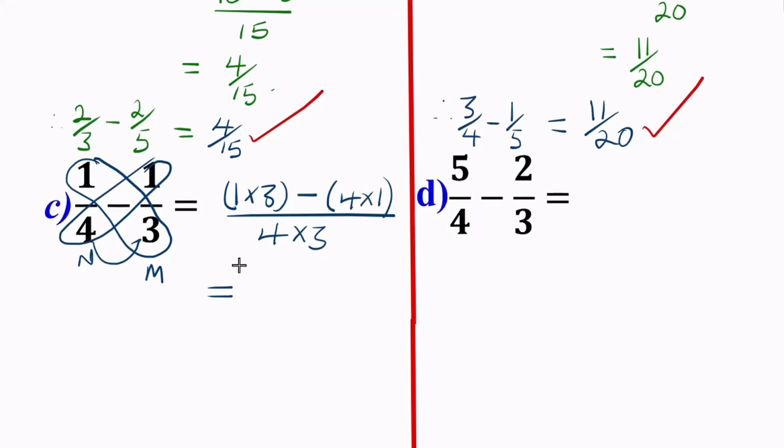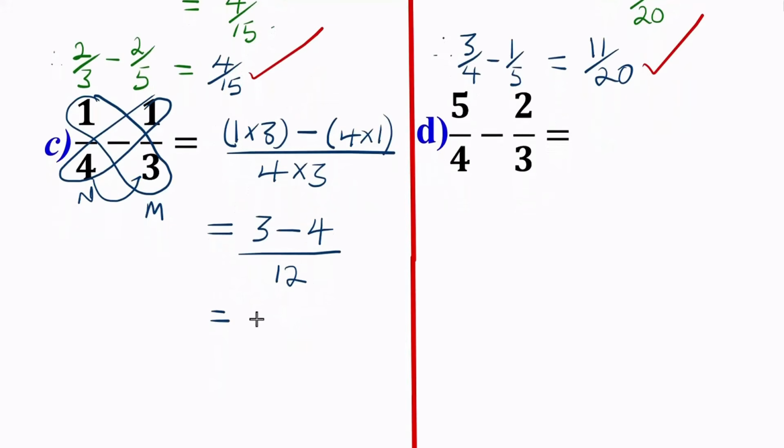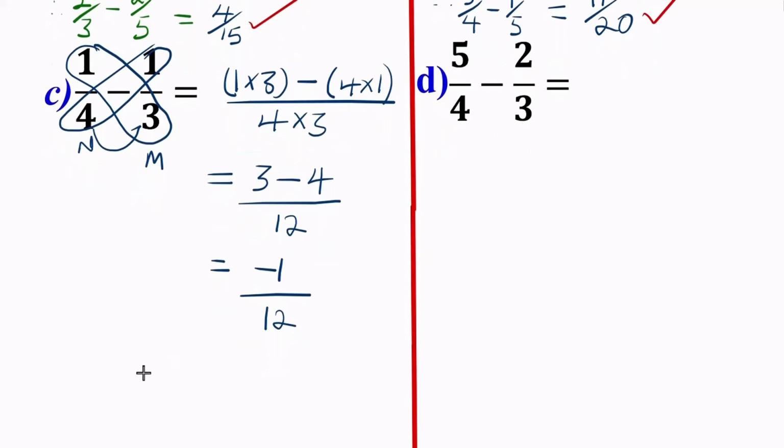As you continue simplifying, 1 multiplied by 3 is 3, then minus 4 multiplied by 1, which gives us 4. The whole of it is divided by 4 multiplied by 3, which is 12. Simplifying the numerator, we get negative 1, since 3 is less than 4 by 1, and the whole of it is divided by 12. So what does it mean? It implies that the correct answer to our expression, 1 over 4 minus a third, is equal to negative 1 divided by 12. So this becomes our correct answer for part C.